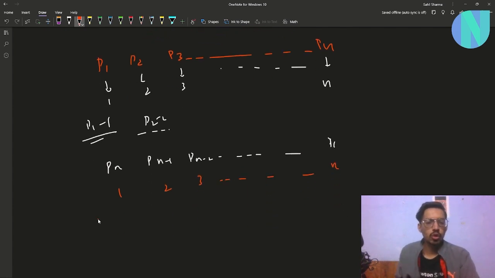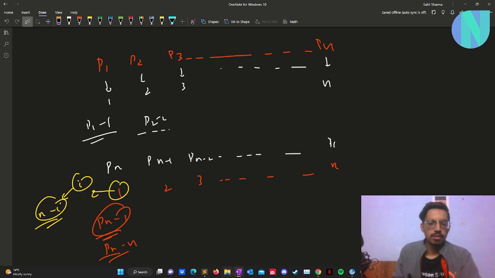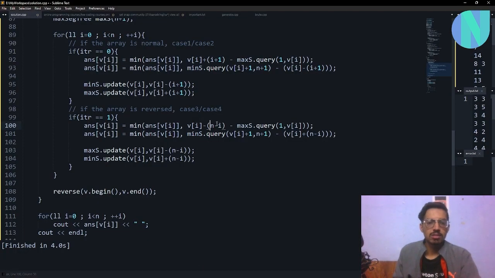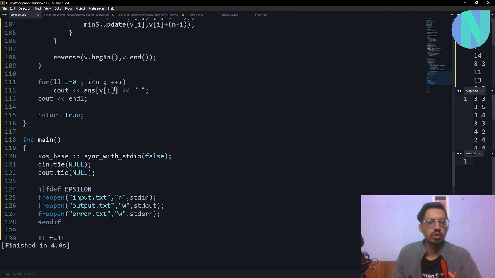So we don't want to compute pn minus 1, we want to compute pn minus n. So you have to convert this index as well, right? So if you have some index i, you have to convert it using n minus i as well, right? So that is why we are using n minus i here instead of normal i or i plus 1, right? So keep that in mind. So when you have done both the cases, you can just iterate over your answer and print the answers, right? So that will be the entire solution.